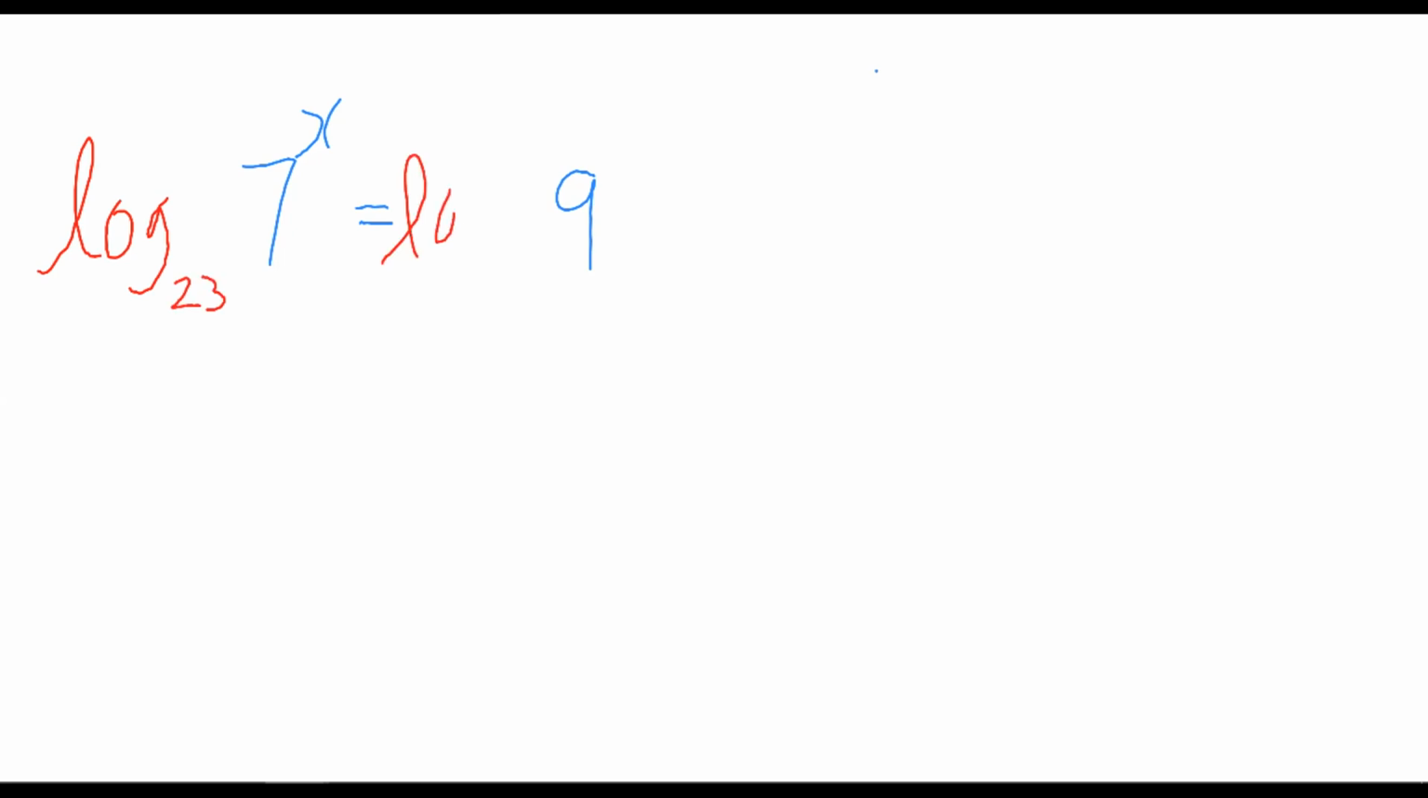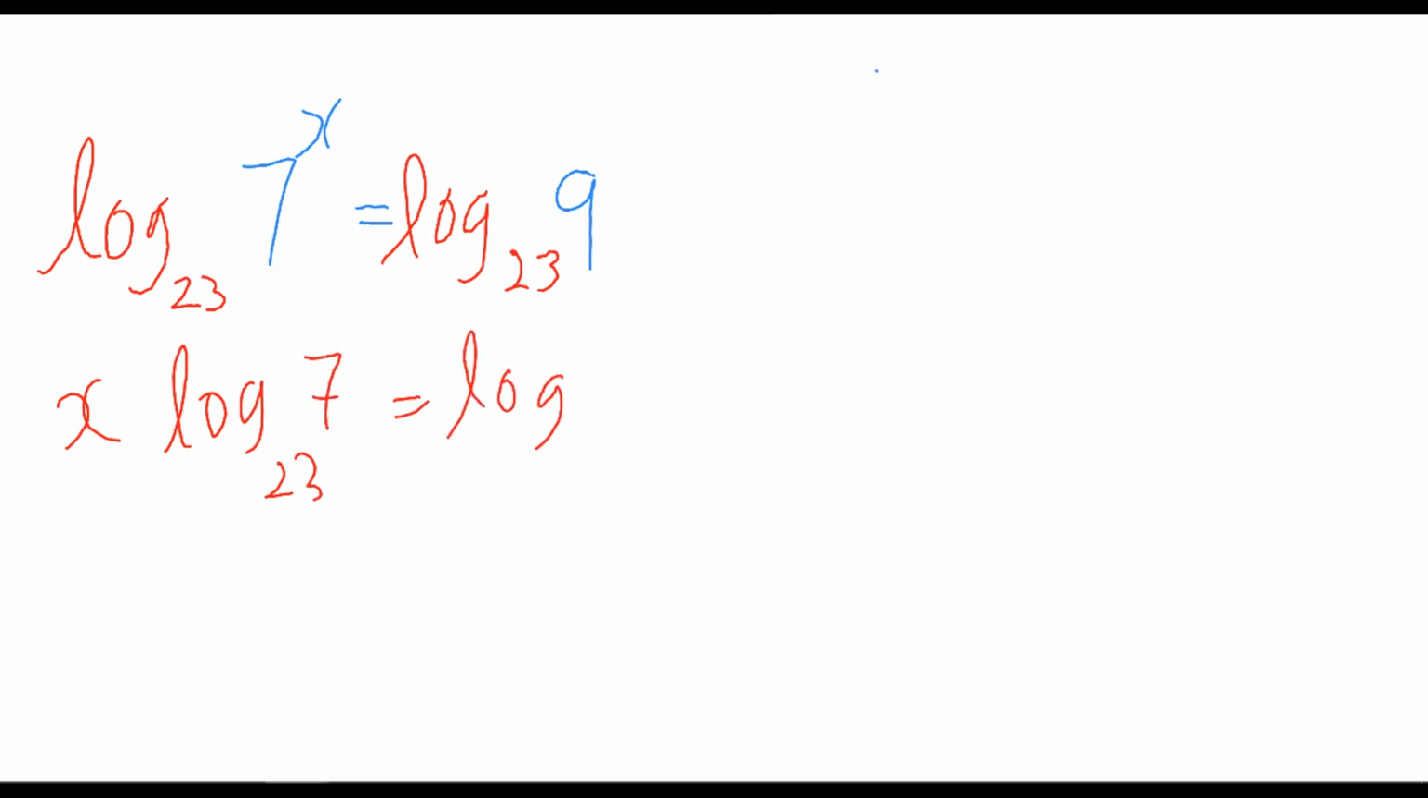Now, when you have 7 to the power of x is equal to 9, say I take log base, give me any number, base 23. Doesn't matter what base you are taking, still it works. Can't we still apply that rule? We can. The x comes to the front, so it's x log base 23 of 7 equals log base 23 of 9.